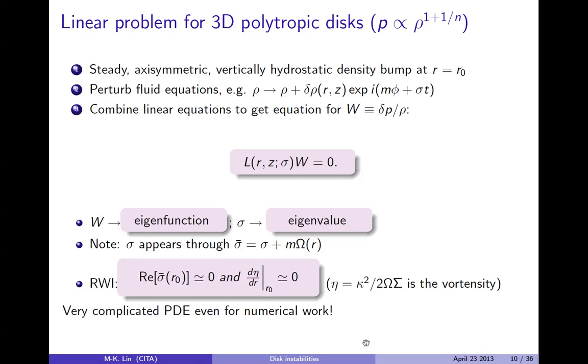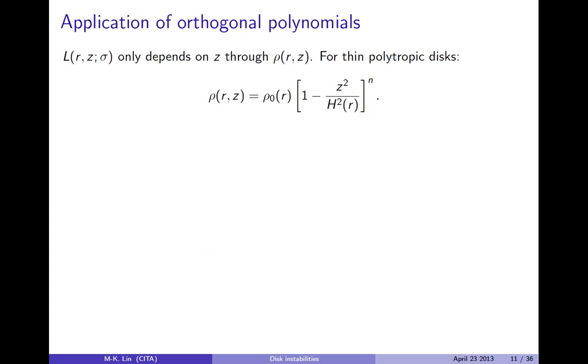So we're going to look for solutions of this type. Now, the operator L is very complicated, even for numerical work. But there's a very special property for polytropic disks, and it's the fact that the polytropic density field looks like this. It is the midplane density multiplied by a vertical stratification function. The vertical stratification function is 1 minus the height divided by the disk thickness, all squared to some power.